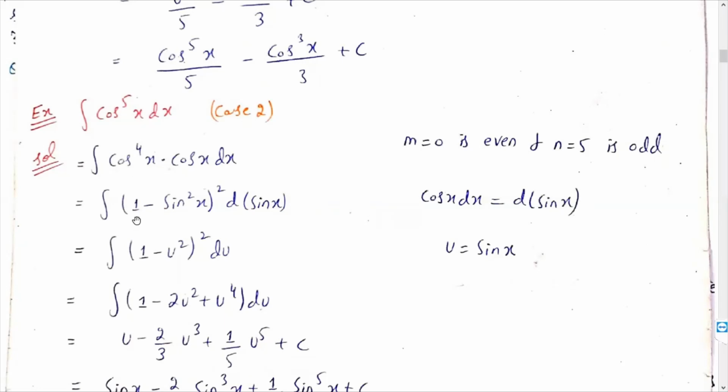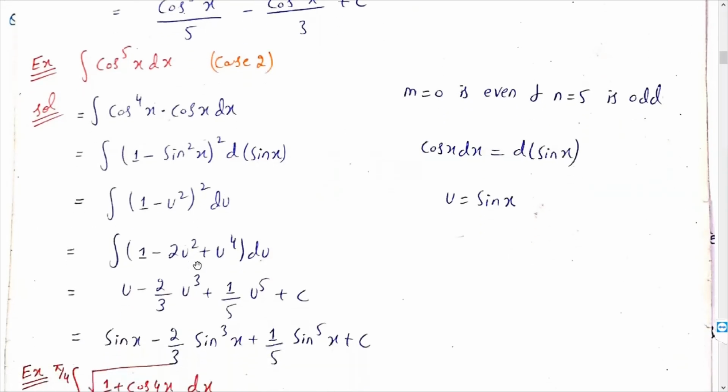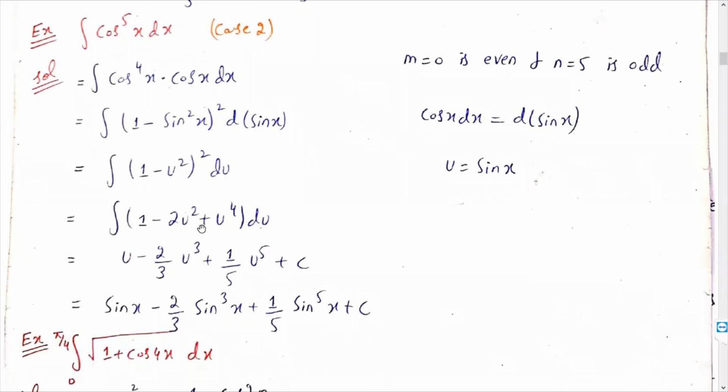Cos square is equal to 1 minus sine square x, so 1 minus sine square x whole square into d of sine x. Let u is equal to sine x, so 1 minus u square whole square du. Applying the a minus b whole square formula, it will give us 1 minus 2u square plus u4 du. Integrating this expression, we get u minus 2 by 3 u cube plus 1 by 5 into u5 plus some constant of integration. Now doing back substitution, we get this expression.